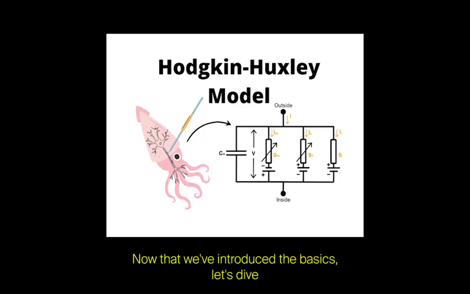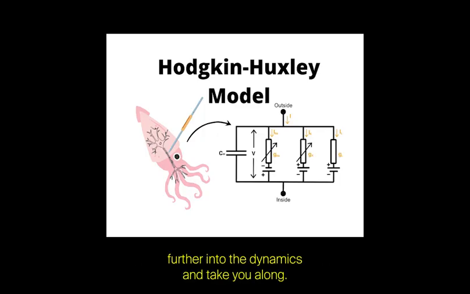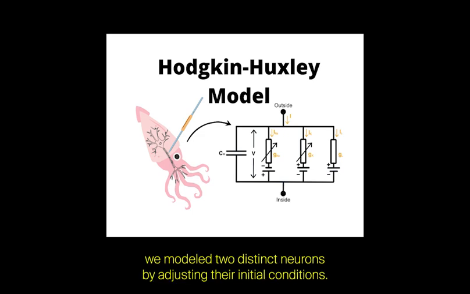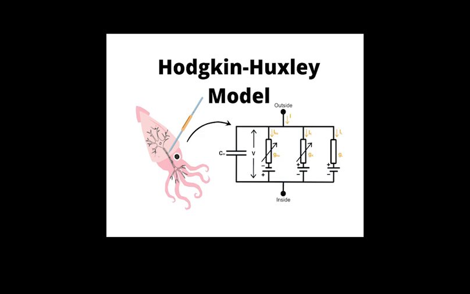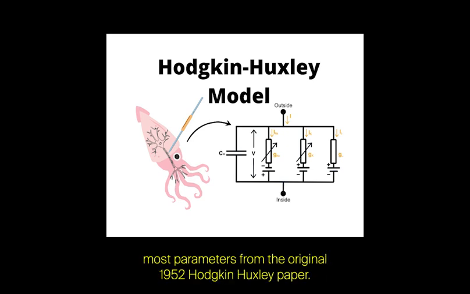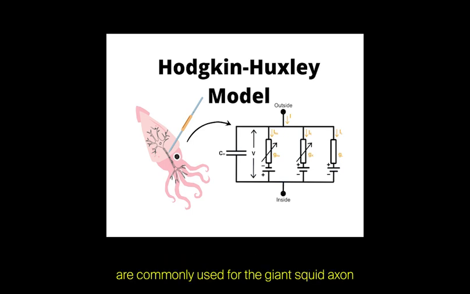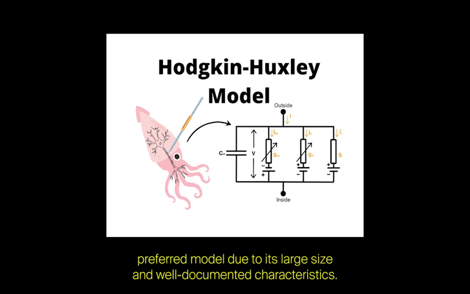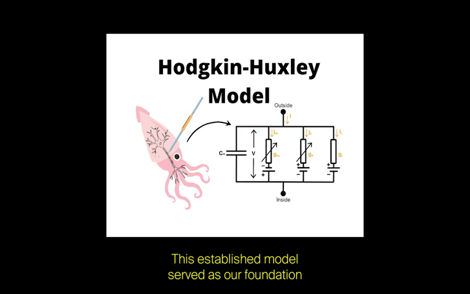Now that we've introduced the basics, let's dive further into the dynamics and take you along our analysis. In our research, we modeled two distinct neurons by adjusting their initial conditions. For the first neuron, we adhered to the industry standards, utilizing most parameters from the original 1952 Hodgkin-Huxley paper. These values are commonly used for the giant squid axon, a preferred model due to its large size and well-documented characteristics. This established model served as our foundation to observe neuronal behavior as we varied a single parameter.